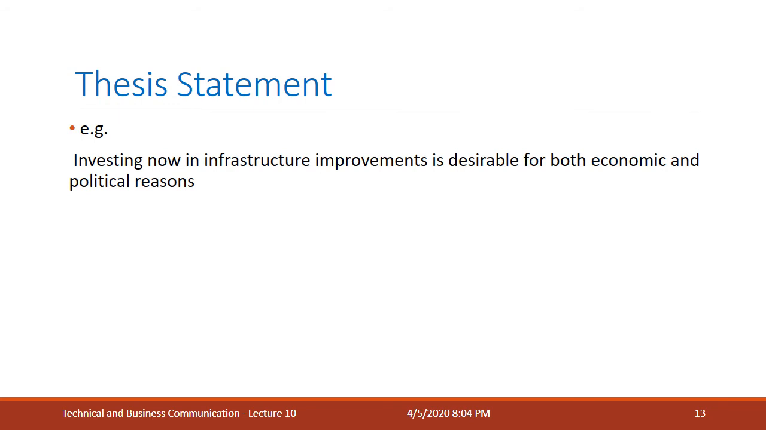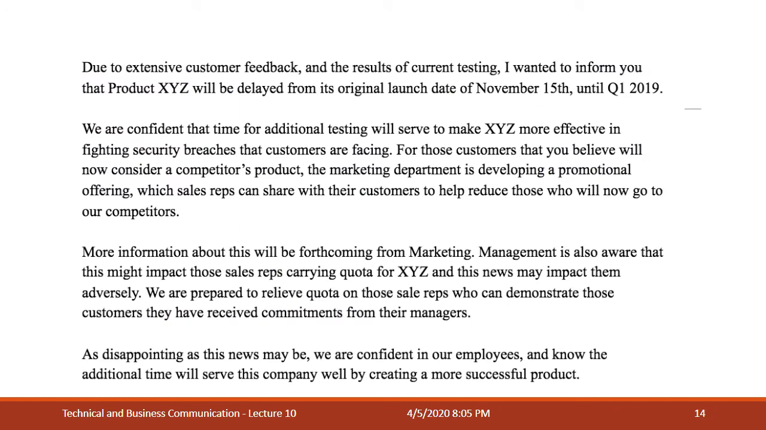For example, a thesis statement is: investing now in infrastructure improvement is desirable for both economic and political reasons. So what they did is, at the start, they told the reader that they want to invest in infrastructure because it is a better thing, better for economic gains as well as political gains. So in this thesis statement, somebody can read this and realize what's going to come in the coming paragraphs, and they can go directly into the zone and be focused on what's going to come in the next statement. Then these are some examples.